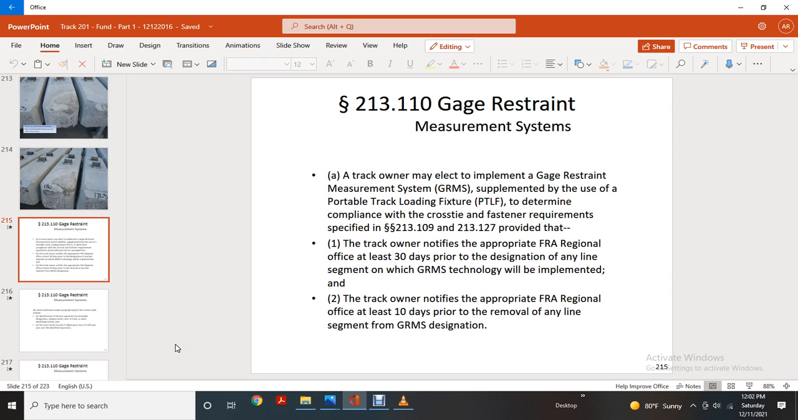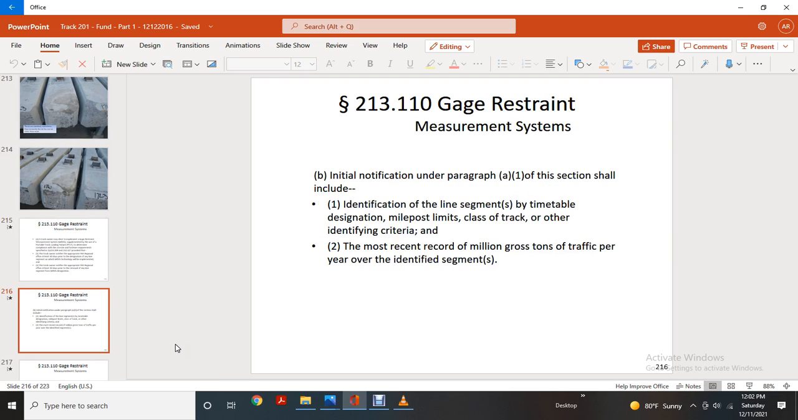Any line segment of the gauge restraint measurement system technology will be implemented if the track owner notified the appropriate FRA regional office at least 10 days prior to any of the line segment of the gauge restraint measurement system. The initial notification on paragraph A1 of this section include the identification of the line segment of the timetable, the destination milepost, the class of the track, and the other identifying criteria.